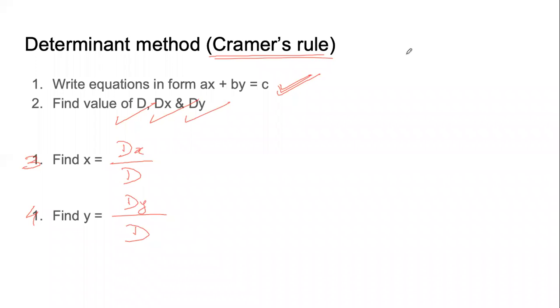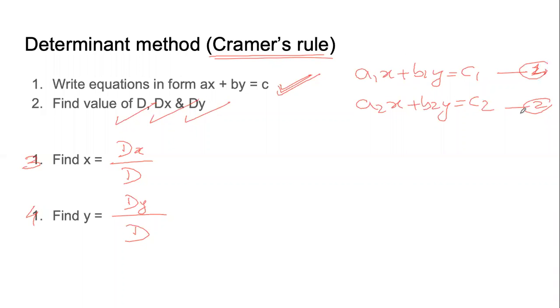Now, if we take 2 general equations, a1x plus b1y equals c1, a2x plus b2y equals c2. You should now be able to identify that the coefficients from the first equation are a1 and b1. The coefficients from the second equation are a2 and b2. The constant in the first equation is c1. The constant in the second equation is c2.